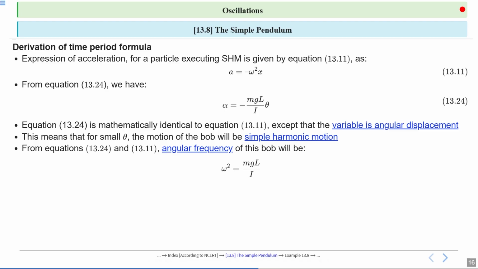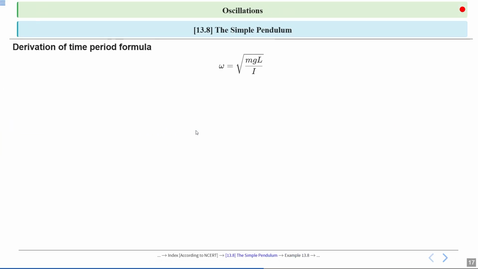So omega square equal to mgl divided by I. This means that if you increase the mass, gravity or length, omega squared increases. But if the moment of inertia increases, omega squared decreases. So taking the square root, we get omega equal to under root mgl divided by I. This is the final formula for the angular frequency of a physical pendulum. So we have omega equal to under root mgl divided by I.